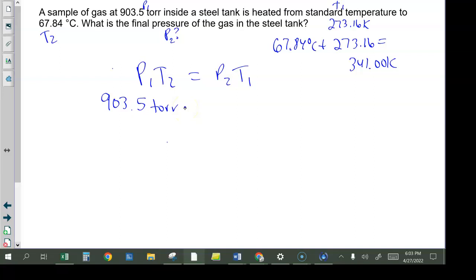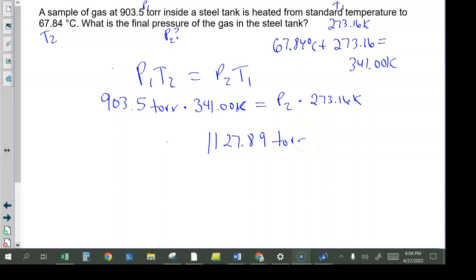T2 is labeled here, so I've already converted. That's 341.00 Kelvin. P2 is what we're solving for. T1 was standard temperature, as we read that problem, so 273.16 Kelvin. What do I have 2 of? I have 2 temperatures. They're in the same unit, so I can go on and proceed with my math. We're going to take 903.5 times 341, hit equals, divide by 273.16, and I should get 1127.89 torr for my final answer.